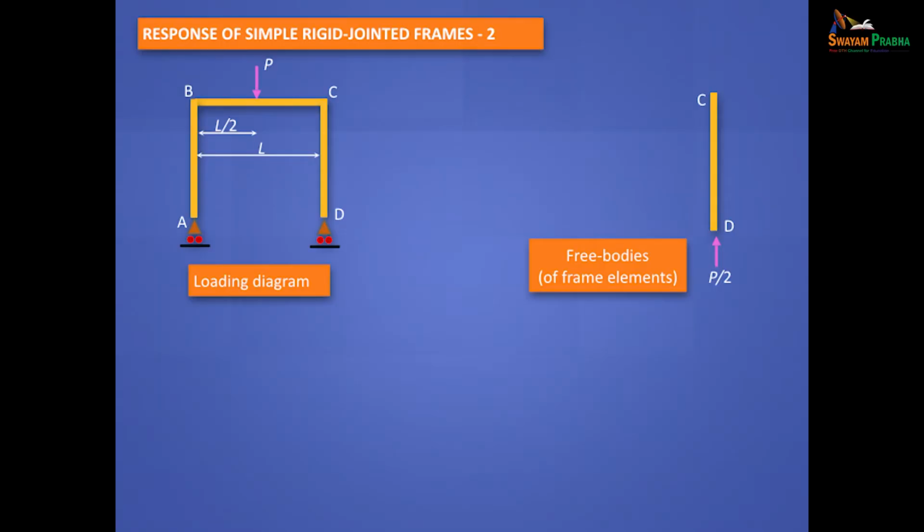So start here, P, you get P by 2 there, so you start with P by 2. What will you get here? You will get P by 2. Then you take this element, this same P by 2 will reverse as P by 2 there. Why? Why will it reverse as P by 2?